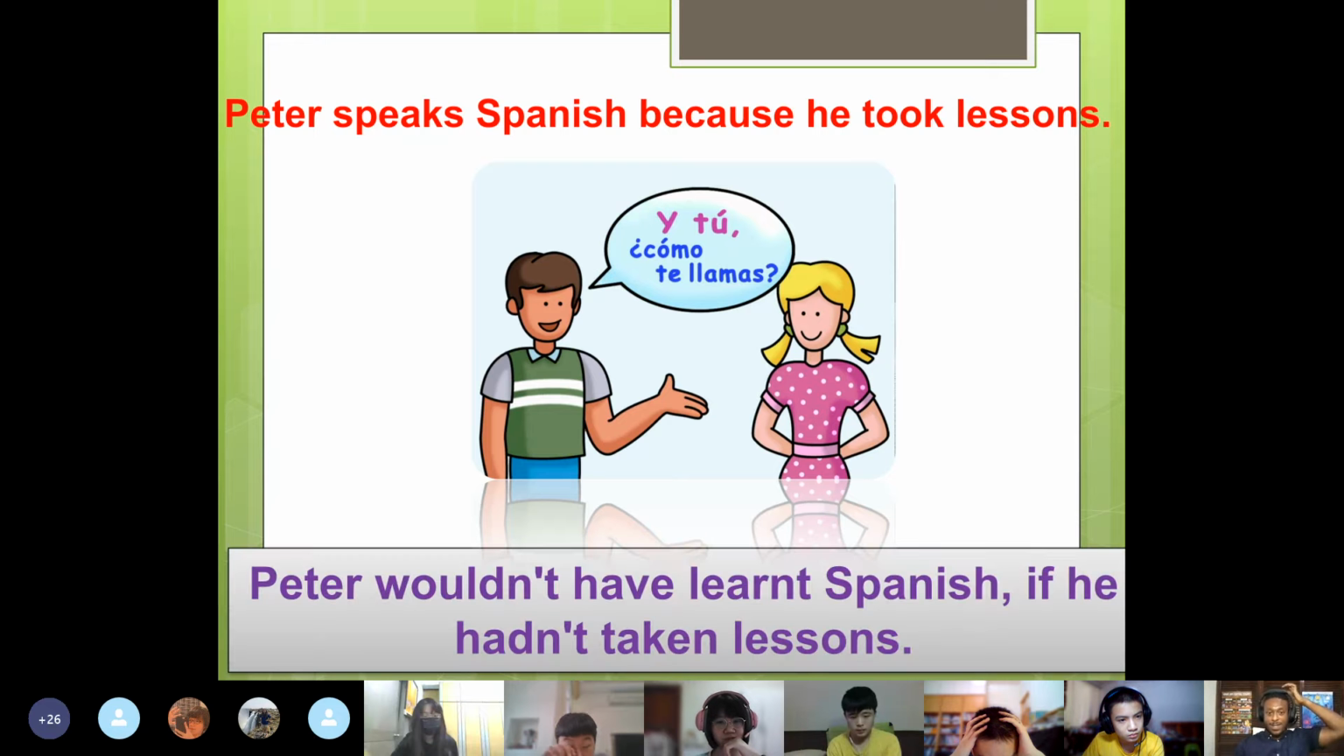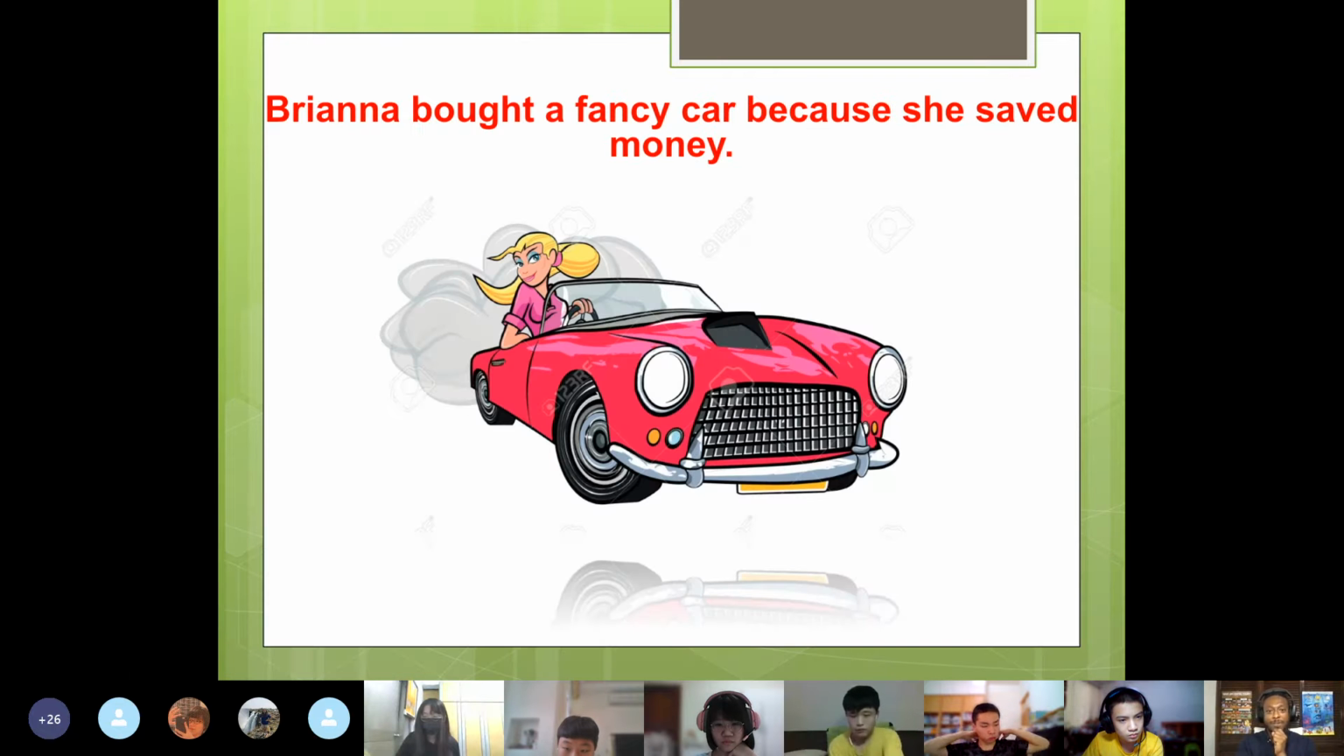All right. So he wouldn't have learned Spanish if he hadn't taken lessons. So again, he wouldn't have spoken Spanish. He wouldn't have learned Spanish. That is another way we could say that sentence. But you all are on the right track. This one is the hardest one. It just takes a little bit of changing, but you all are on the right track.